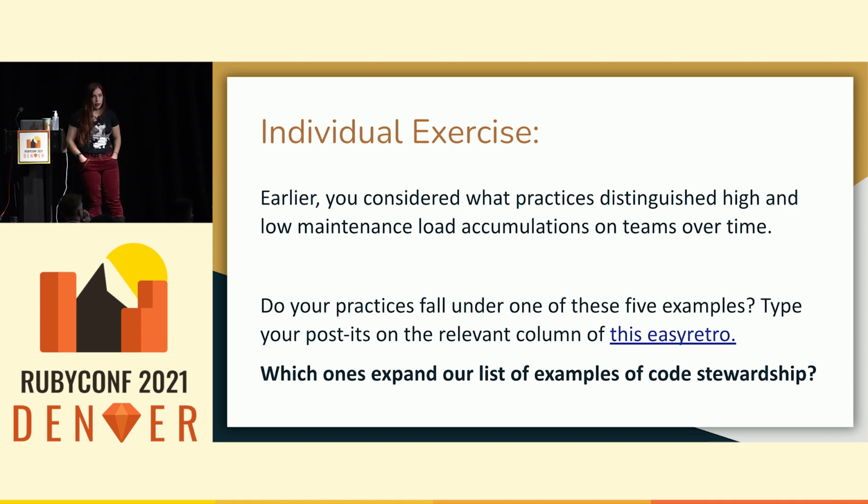Now, what I'd like you to do is take those examples and copy them one by one and paste them into this easy retro that's linked in the slide, under what kind of example it falls in. So what I want to know is, those practices that you listed out, do they fall under any of the 5 examples that we just talked about of code stewardship? And if so, then you can copy them and paste them into that column on the easy retro. Now, if you've got a practice that does not fall under any of those 5 examples, what I would like you to do is put it in the 6th column for other examples of code stewardship.